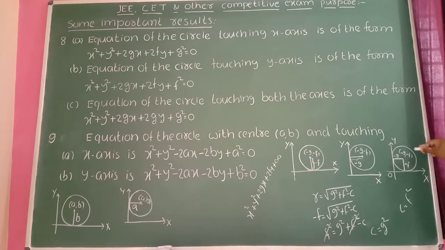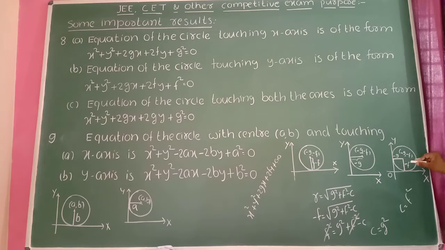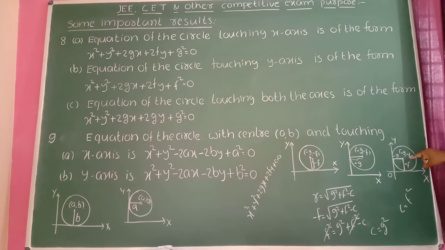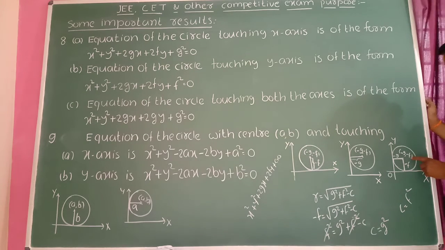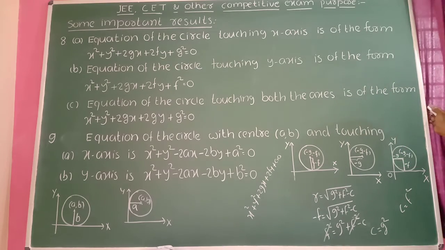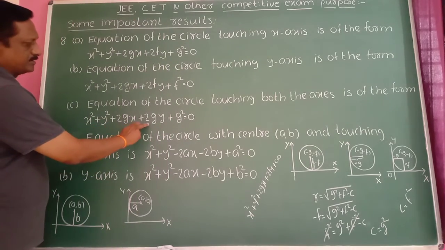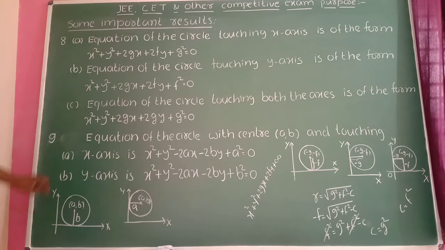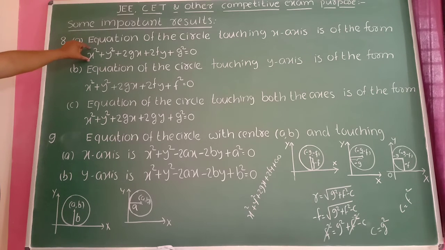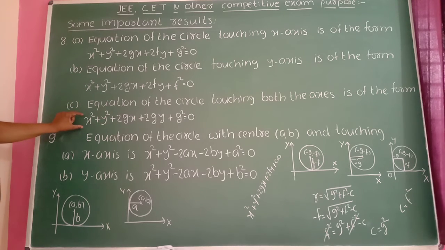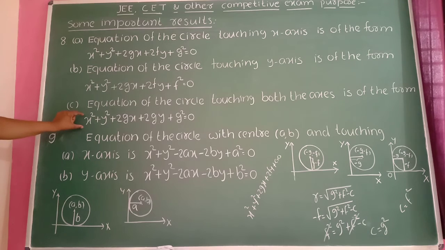If the circle touches both the x-axis as well as the y-axis, then here minus g is equal to minus f. So replace minus f by minus g because both are equal. Therefore minus g, then the radius is also minus g here. In that case, the equation of the circle is x square plus y square plus 2gx plus 2fy plus g square is equal to 0. With the circle touching x-axis, this is the form. With the circle touching y-axis, this is the form. With the circle touching both axes, this is the required circle. These are the forms here.